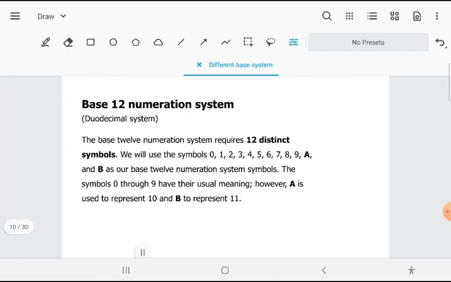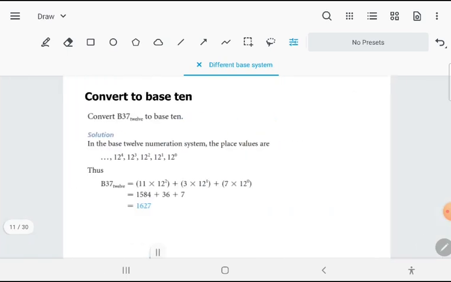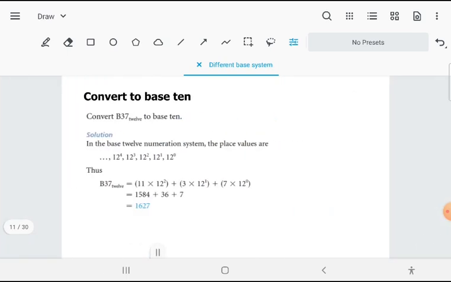Now, how about the duodecimal numeration system? So here we have base 12. Again, we will use 12 distinct symbols. From 0 to 9, this is already 10 symbols, but we would not use 10 and 11. Rather, we will use the capital letter A and the capital letter B, where A would signify 10, and B would represent 11. Same case, the difference here is that now there are letters appearing.